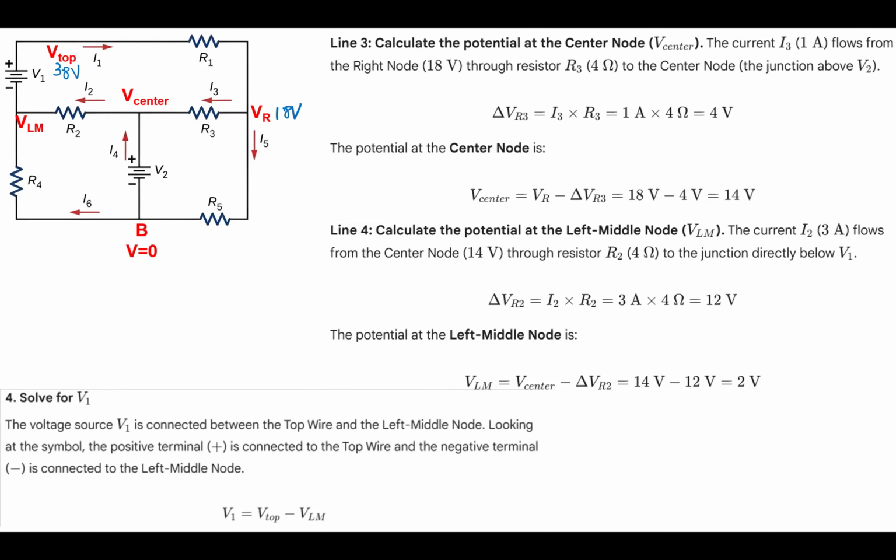And then now what we are going to do is that we need to find out the center here, and that can be easily found out by the ohmic resistance, voltage difference by the resistance, and then delta VR3 is given by 4 volt, so that the center node is by this much lower. Okay, so that V center is 14 volt.